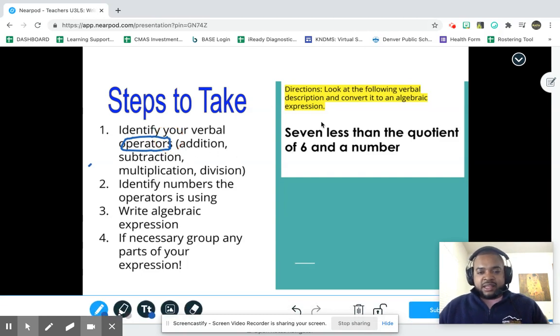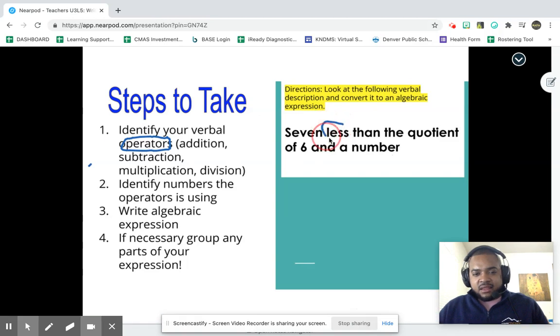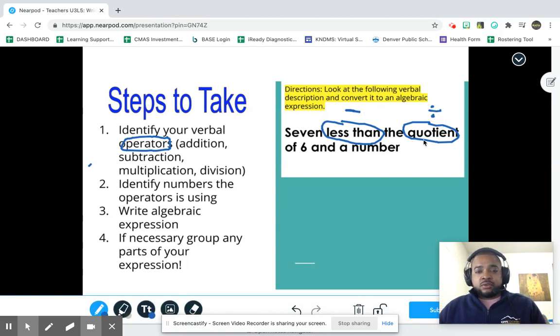Well, let's read it. 7 less than the quotient of 6 and a number. Well, I know that "less than," this is important, means subtraction. And then "quotient," I already know that quotient means division. I'm locating my verbal operators first so that I understand what math is going on.